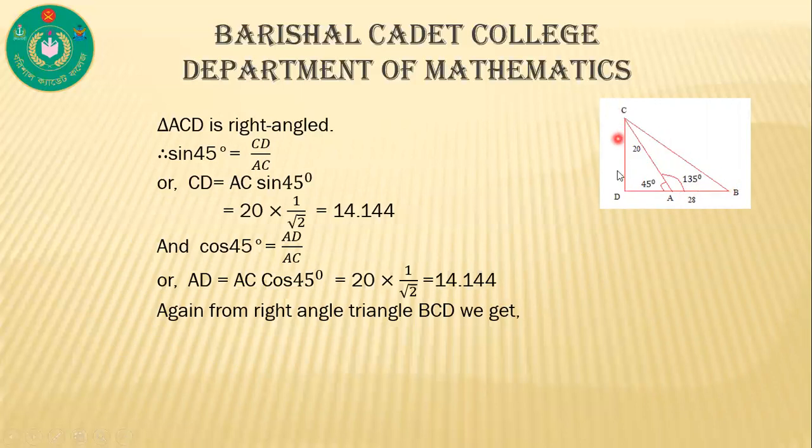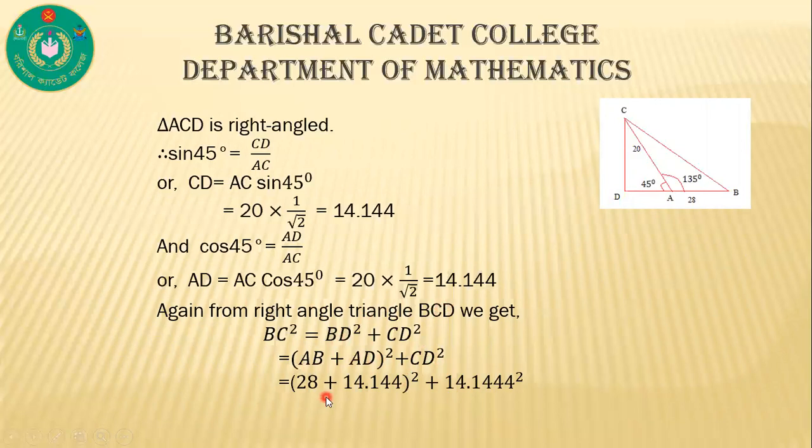Again from triangle BCD, here D is a right angle. That's why we can write from Pythagoras, BC square is equal to CD square plus BD square. And here BD means AB plus AD. That's why you can write BC square is equal to (AB plus AD) whole square plus CD square. Now putting these values, AD means 14.144, AB means 28, and CD means 14.144. After calculating this, we can write 1976.16. Then BC is equal to 44.45. This is our required answer.